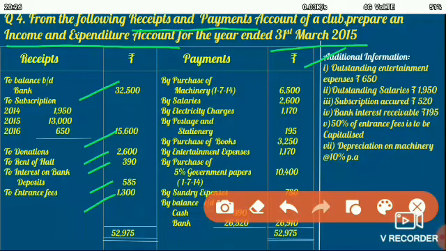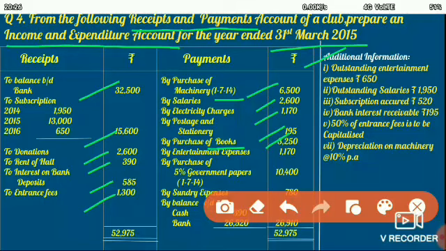On the payment side, it shows that the organization had purchased new machinery worth rupees 6,500, and this machinery was purchased on 1st July 2014. The organization paid salaries worth rupees 2,600. The organization paid electricity charges rupees 1,170 in cash. Then the organization paid postage and stationery 195. The organization also purchased books during the year worth rupees 3,250 in cash.